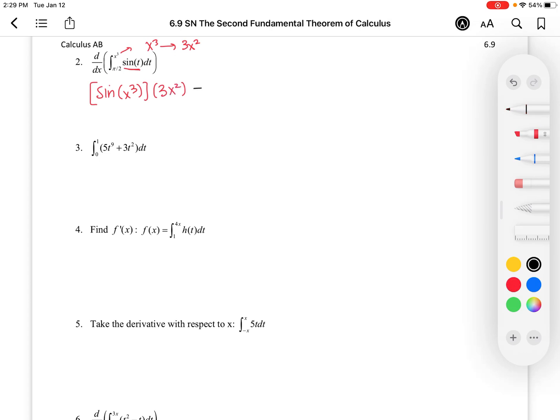Then I'm going to subtract from that the same process on the bottom. So the bottom, that means I'm plugging in my pi over 2, so sine of pi over 2, and I'm going to multiply that by the derivative of pi over 2, which is just 0. So once again, my whole bottom part cancels out, and I'm going to simplify this top part and write it as 3x squared sine of x cubed. So there's my answer for number 2.